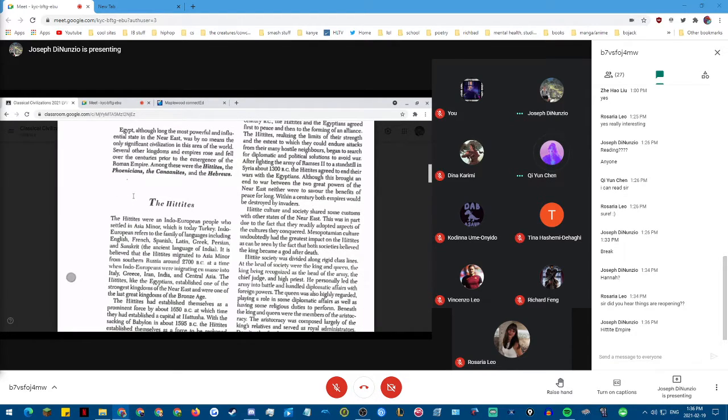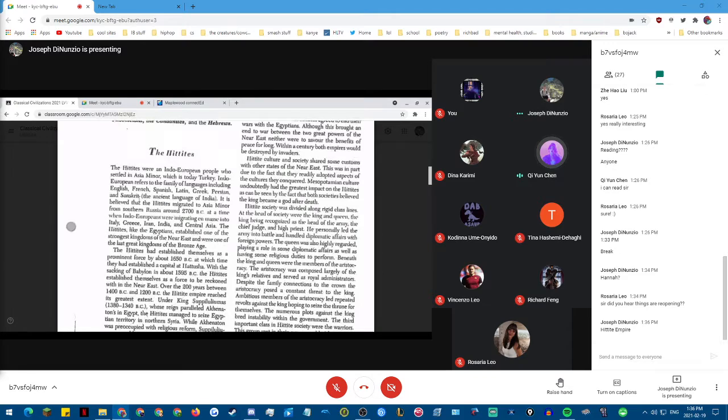The Hittites. The Hittites were an Indo-European people who settled in Asia Minor, which is today Turkey. Indo-European refers to the family of languages including English, French, Spanish, Latin, Greek, Persian, and Sanskrit, the ancient language of India. It is believed that the Hittites migrated to Asia Minor from southern Russia around 2700 BC, at a time when Indo-Europeans were immigrating en masse into Italy, Greece, Iran, India, and Central Asia.